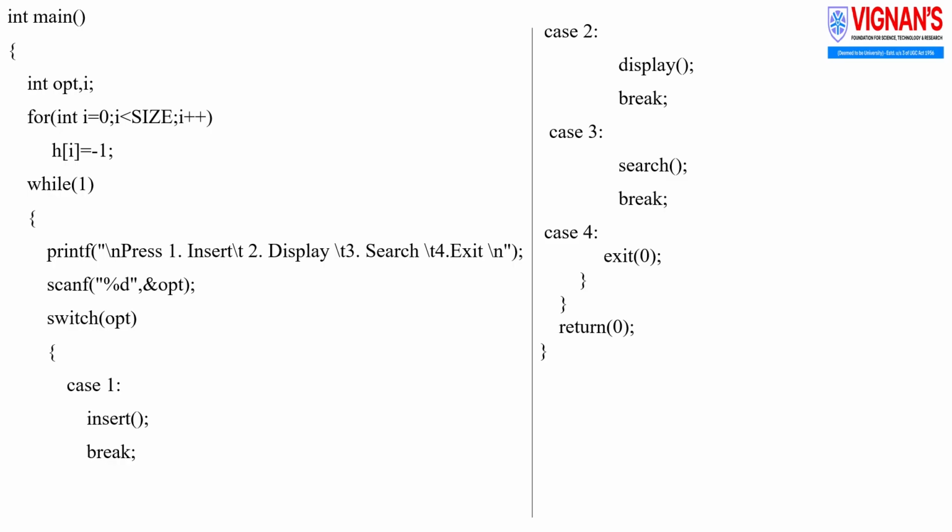It then repeatedly displays a menu with 4 options: insert, display, search, and exit. The user selects an option, and the program performs the corresponding operation using a switch statement. This menu-driven structure makes the program interactive and allows the user to easily manage the hash table operations.